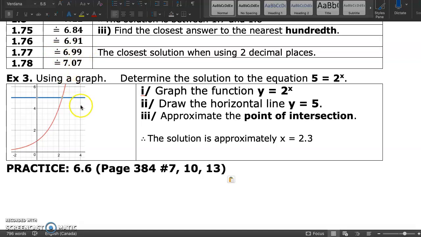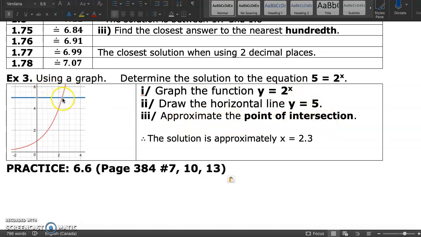So this technique is helpful whenever you have an image of the graph. If you were to graph 2 to the power x, that is represented by this curve, and the line y is equal to 5. Y is always equal to 5. That's the equation of that horizontal line. Approximate the point of intersection.